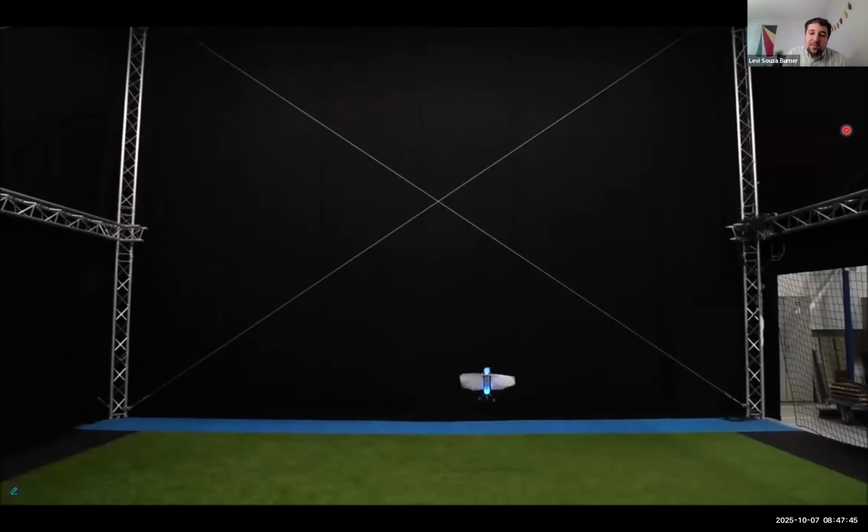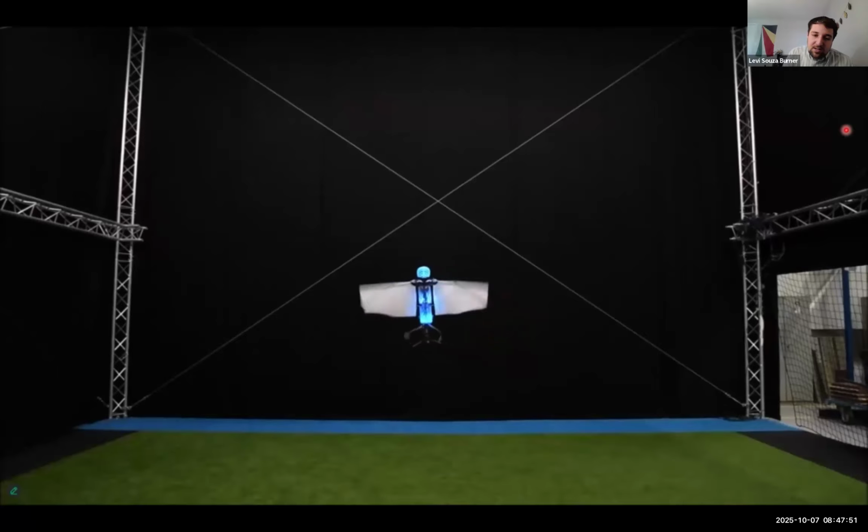Here's a video of the flapper flying, and it's quite a quiet and agile craft, and very pleasant compared to most drones. Let's see if it'll do any acrobatic maneuvers. There we go.